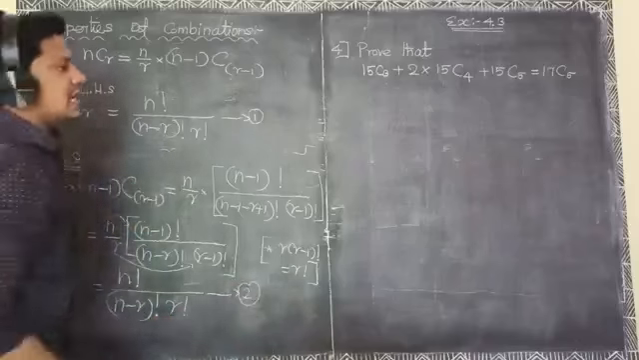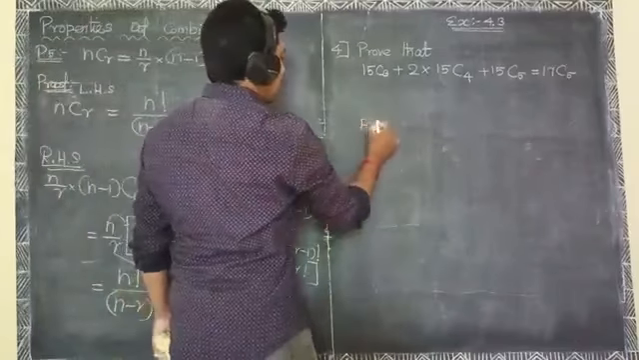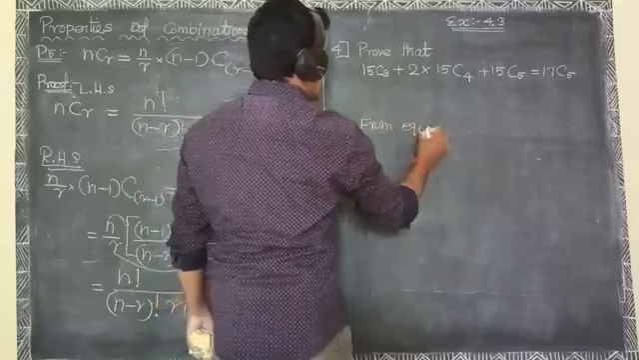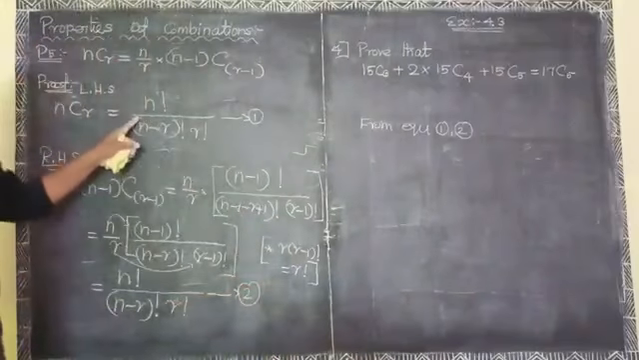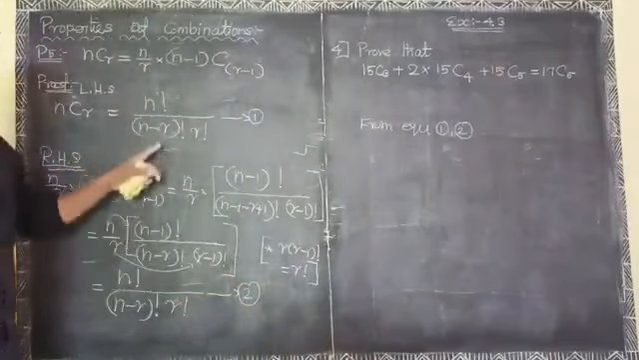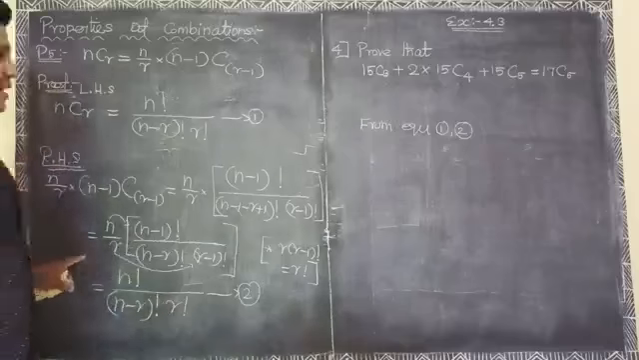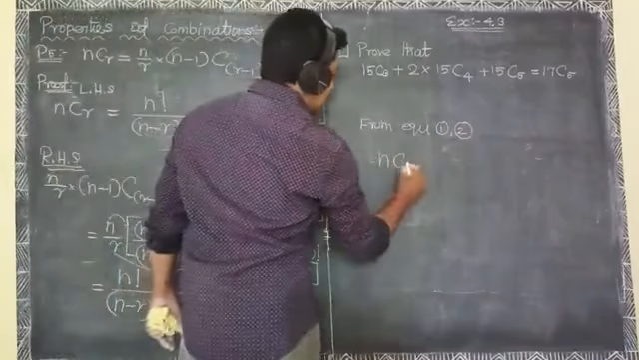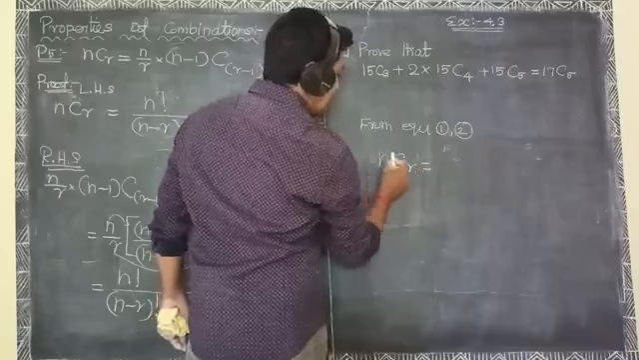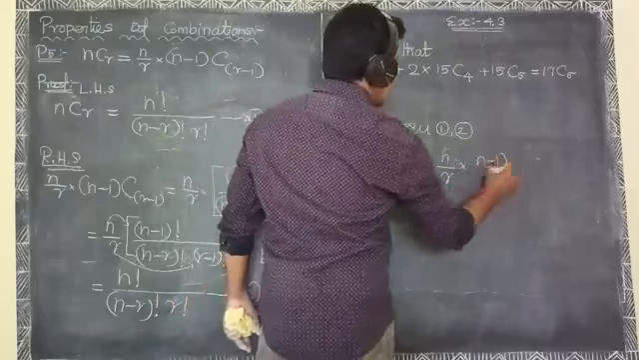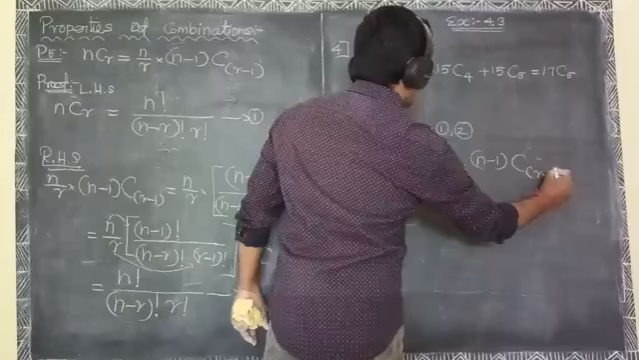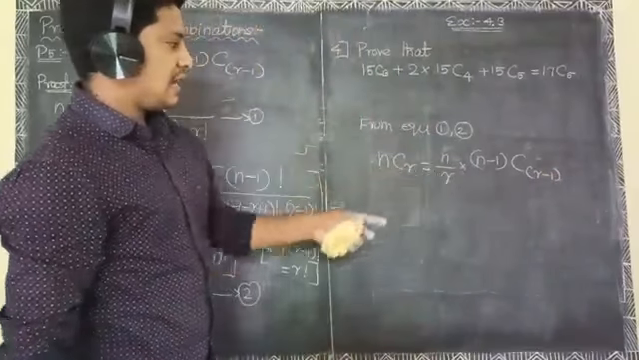From equations 1 and 2, comparing them, the right hand sides are equal, so we can equate the left hand sides, that is nCr equals n divided by r into n minus 1 C r minus 1. Then the results are equal.